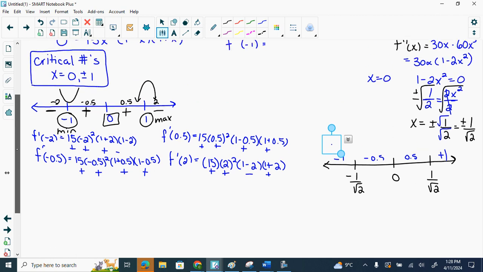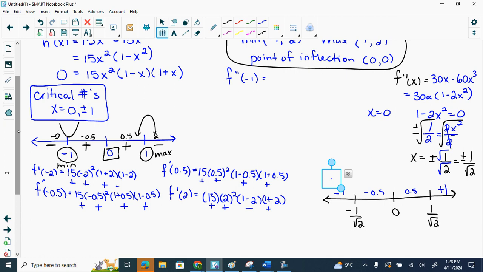Why is there a zero? Because of this, right here. There's this x here. Because you'll go 30x equals 0, divided by 30. It's 0. Okay.